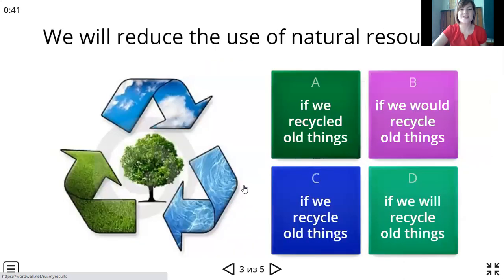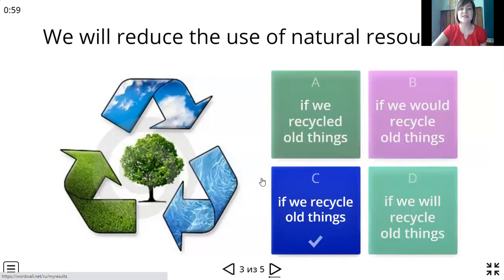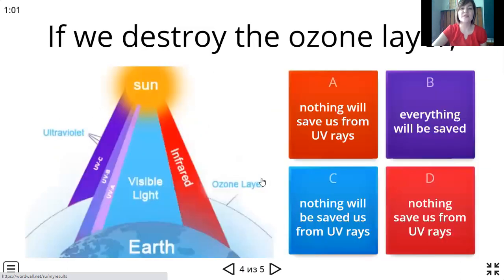Next sentence. We will reduce the use of natural resources if we recycle all things, if we would recycle all things, if we recycle all things, and if we will recycle all things. We've got the result. We are looking for the condition used in present simple, and the only possible answer is C.